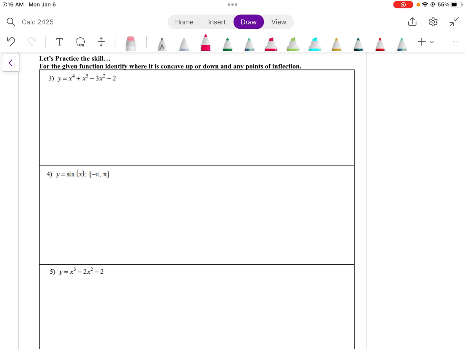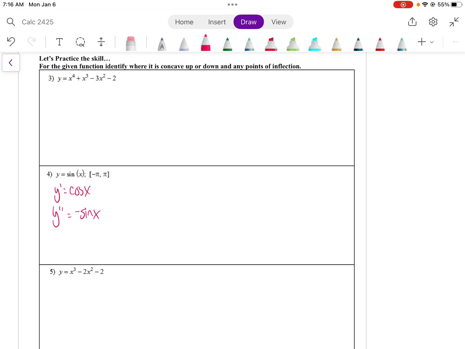I just want to talk really quickly about number 4. If I was to take the derivative of number 4, sine of x, hopefully you guys remember I would get cosine of x. And if I was able to take the second derivative, so the derivative of cosine of x, I'm going to get negative sine of x.